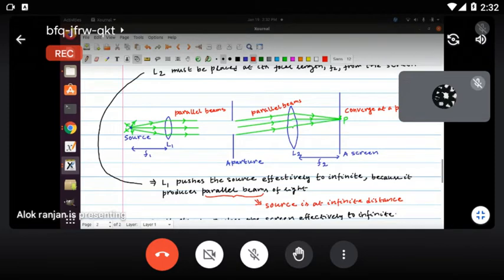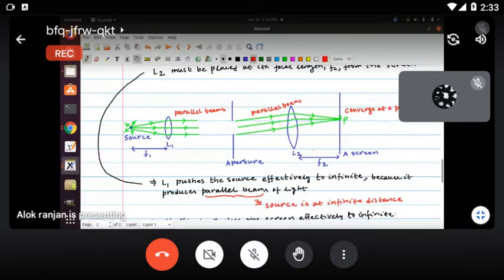Similarly, we have a parallel wavefront, and here it converges. So in the reverse way, if we keep the source here, what will we have? The observer will see that parallel wavefront. That means again the distance between the observer and this screen is effectively infinite, due to the second lens L2.